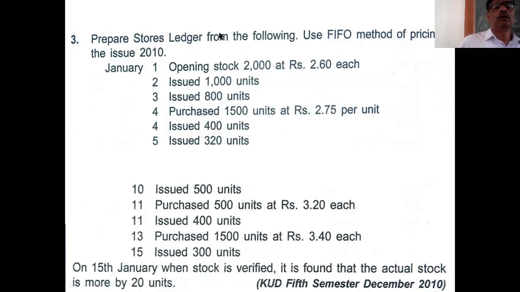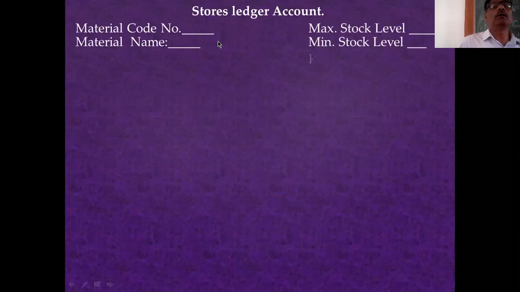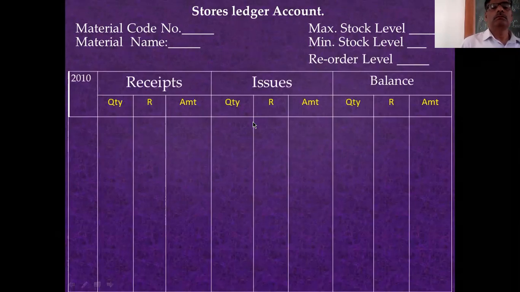Okay, now I'll solve this problem. This is stores ledger. You write the heading. Then this is the format. You tell me the date, first date. First you write the date, January 2010. Okay. Date is first.